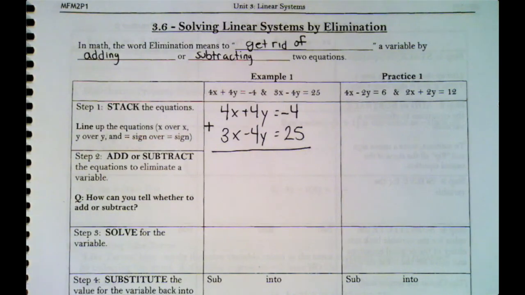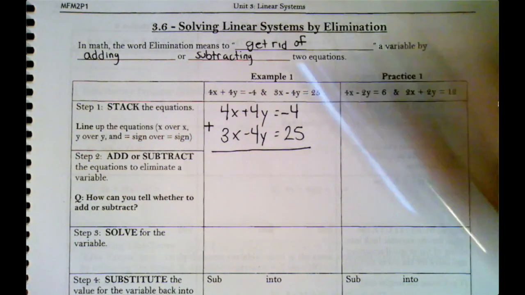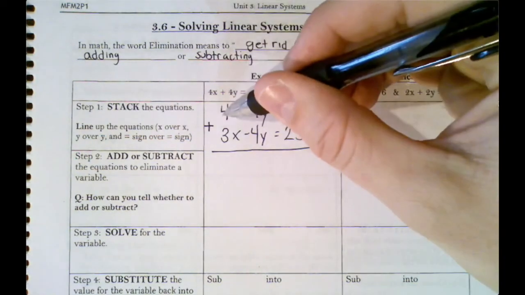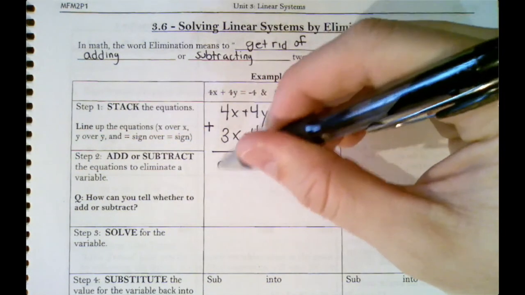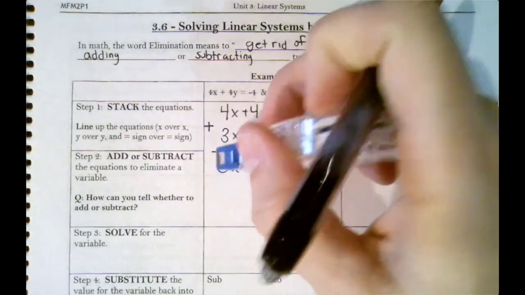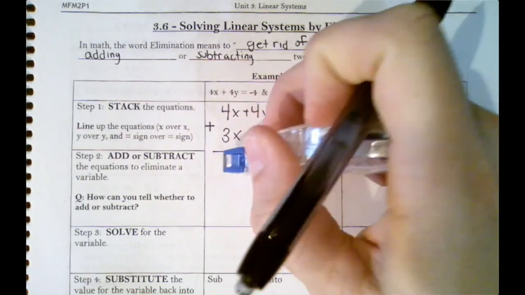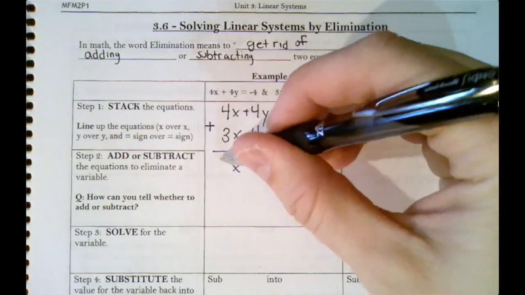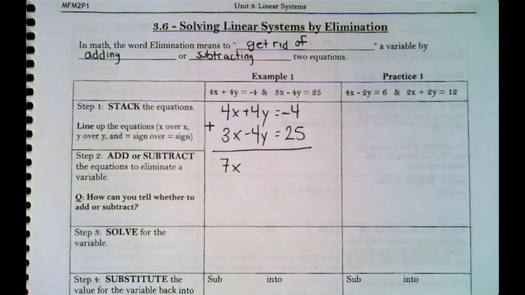So what we're going to do is we're going to add down the columns. We're going to add the x's, then add the y's, then add the numbers. So 4x plus 3x is 0x, and that's the elimination. Oh, I made a mistake. It's not 0x. What's 4x plus 3x? 4x plus 3x is 7x. That's not the elimination. Adding 4 and 3 would not give us 0.